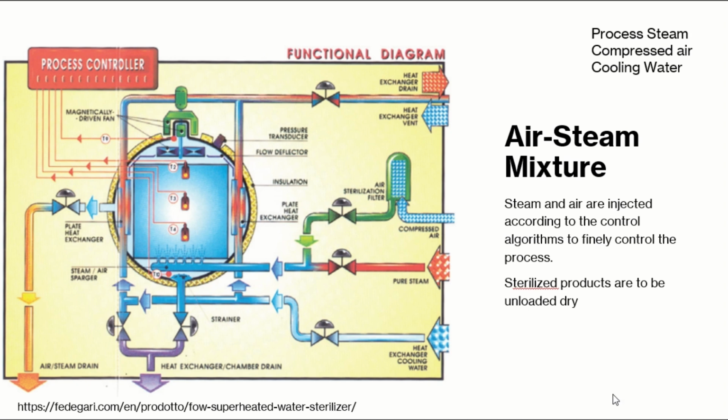Okay, so this is the steam-air mixture process. It's an easy process. I will not explain this technology. It's all about needing process steam, compressed air, and cooling water. Normally the steam will come from below the heat exchanger, and it will mix with the air, and it will recirculate within the chamber.